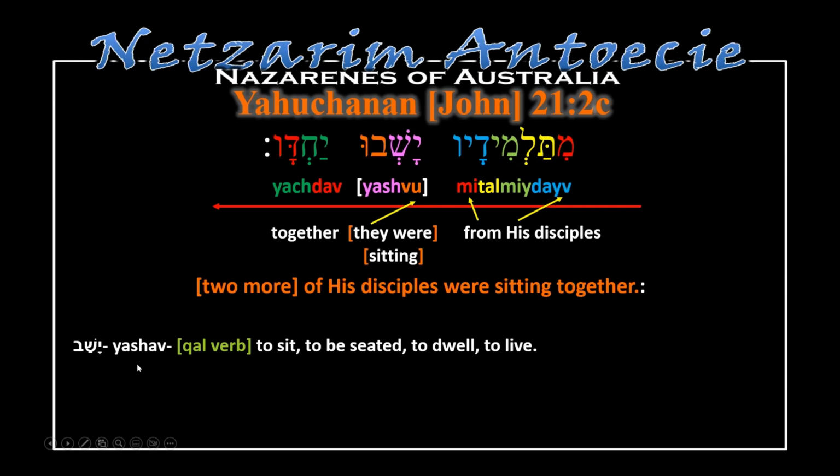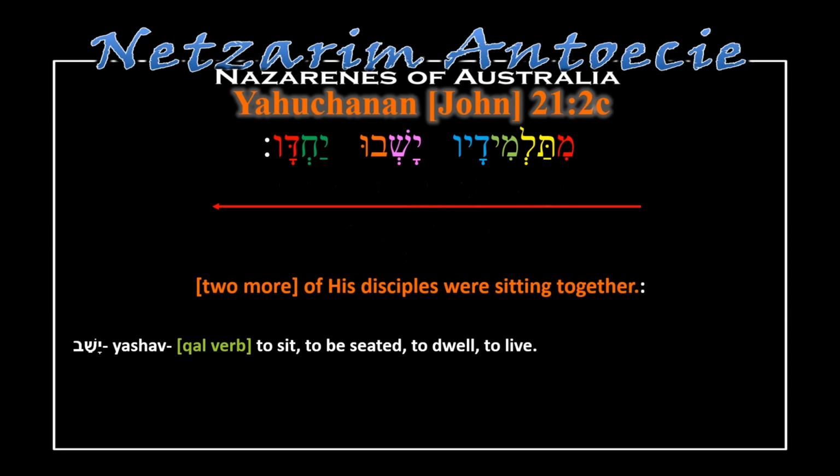And we have Yeshav as a kol verb. It means to sit, to be seated, to dwell, and even to live. So in context, that was sitting. Right? And now we can read that. Mi tal mi dayev, Yashvu yachdav. From his disciples, they were sitting together.